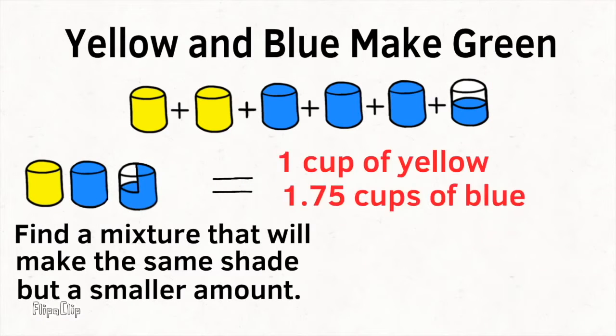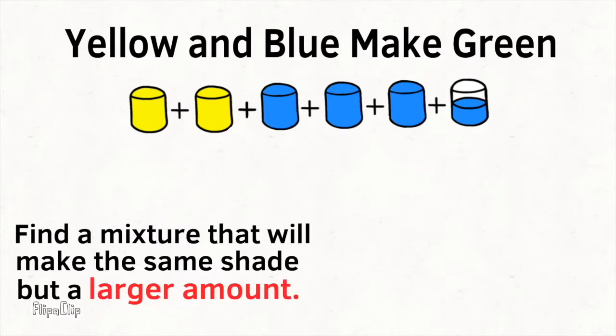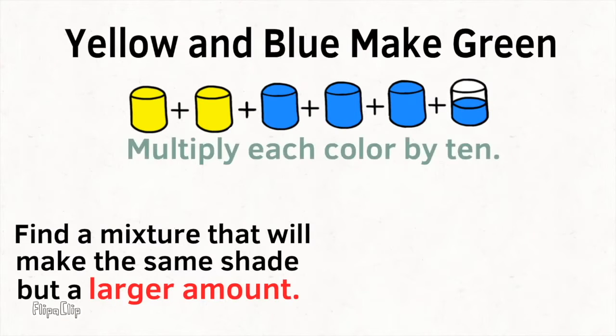So the new mixture would be 1 cup of yellow paint and 1 75/100 of a cup of blue paint, or 1 3/4 cups of blue paint. Find a mixture that will make the same shade of green but a larger amount. One easy way would be multiply each color by 10.